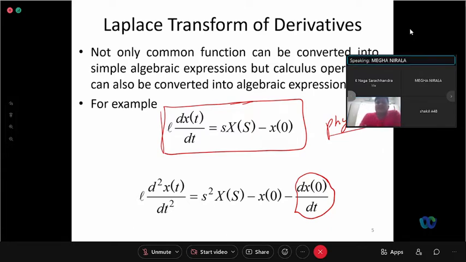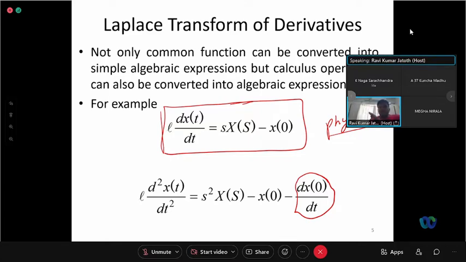Acceleration. In terms of impulses, now d cube x of t by dt cube, the rate of change of acceleration, is called jerk. So now we have terms like displacement, velocity, acceleration, and jerk. Now, when an object is moving, it may have an initial velocity.